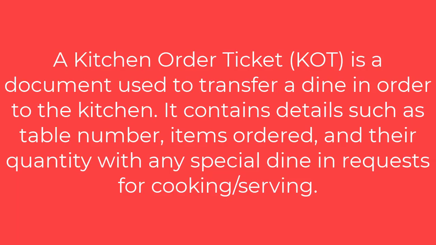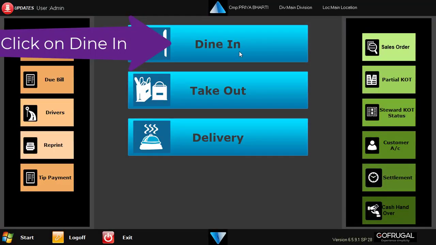In this video, we will see how to create KOT. As we know, kitchen order token is a document used to transfer a dine-in order to the kitchen. It contains details such as table number, item order, and their quantity, with any special dine-in request for cooking and serving.